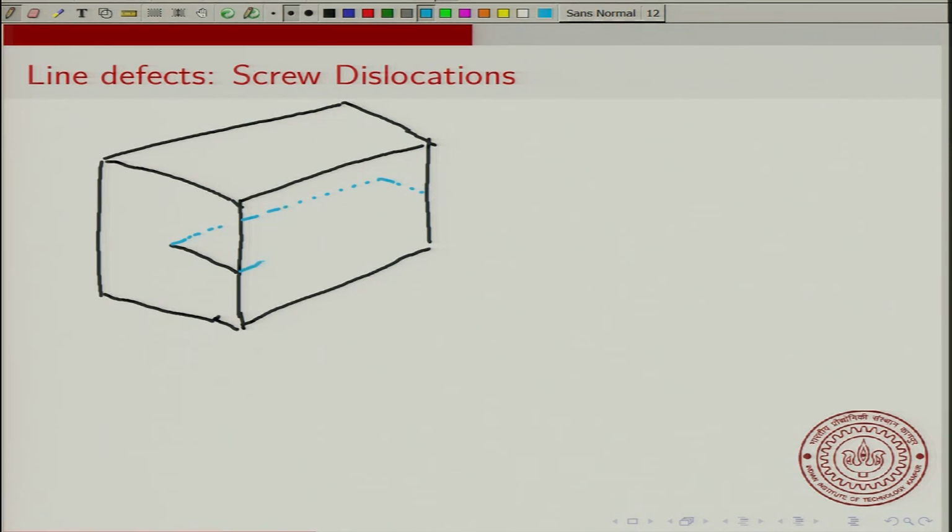So you imagine that you cut it in this way. You just make a cut in the crystal. Okay, and you can see that I am cutting it only halfway into the crystal. I am not cutting it all the way through. I am not going all the way to the other end of the crystal. So you imagine making this cut.